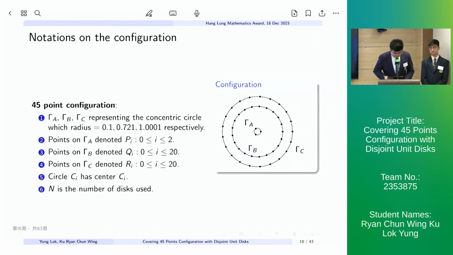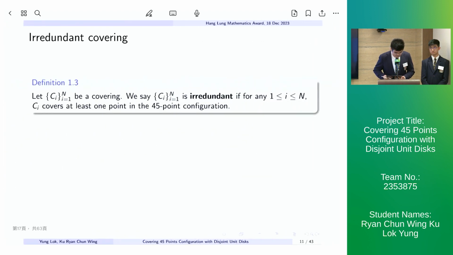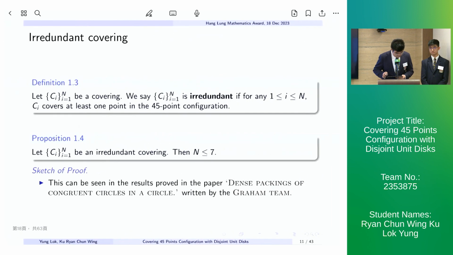In order to proceed with our results, we first defined the names gamma A, B, and C to represent the innermost, middle, and outermost concentric circles in the configuration. Then let the points on gamma A, B, and C be Pi, Qi, and Ri, respectively. We also state that a circle Ci has a center of Ci, and the number of disks in the collection to be n. We then define the irredundancy of disks in the collection, stating that we can simply ignore any disk that covers no points.